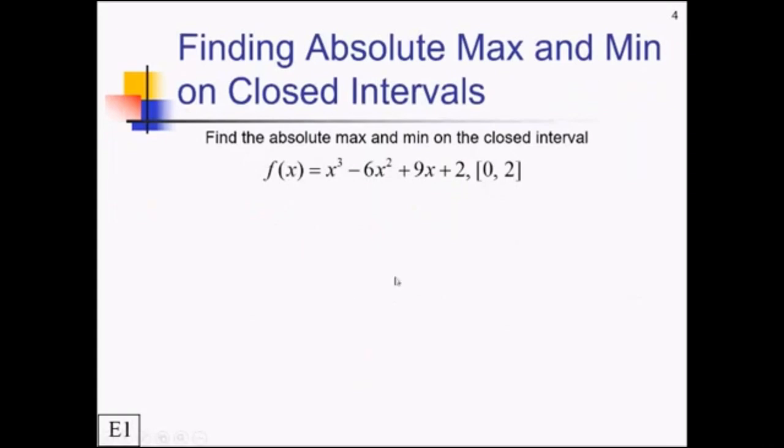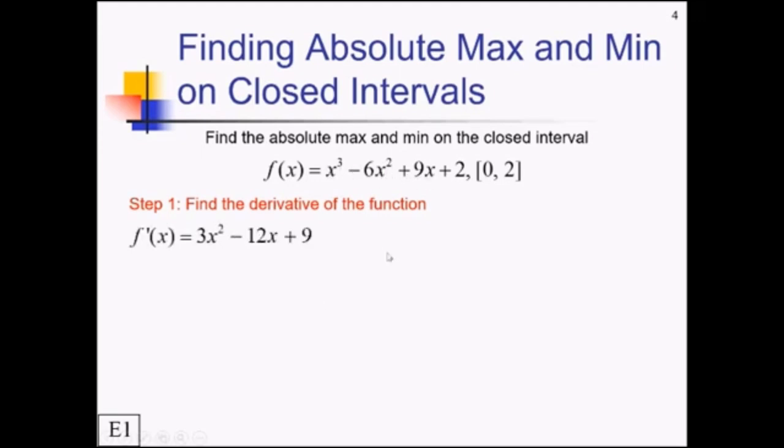Now that we've gotten the lay of the land, let's see if we can find the absolute max and min for this function on this closed interval. So our first step, since we need to find critical values, those are possible places that our max or min could reside, we're going to start by finding the derivative of this function. So that's going to be 3x squared minus 12x plus 9.